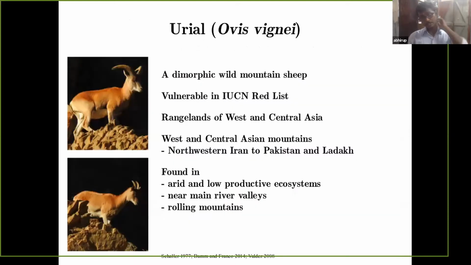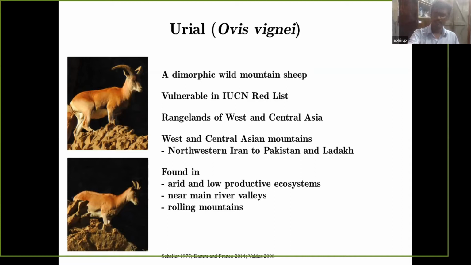So Urial are found in West and Central Asian mountains, and they are dimorphic wild mountain sheep. Basically they have very similar features like other mountain ungulates, where males have larger horns and different features than females. Mostly Urial are found in arid and low productive ecosystems and near main river valleys. They prefer much more rolling mountains than most other ungulates, if you consider something like ibex and blue sheep. Urials prefer much more of a rolling mountains.